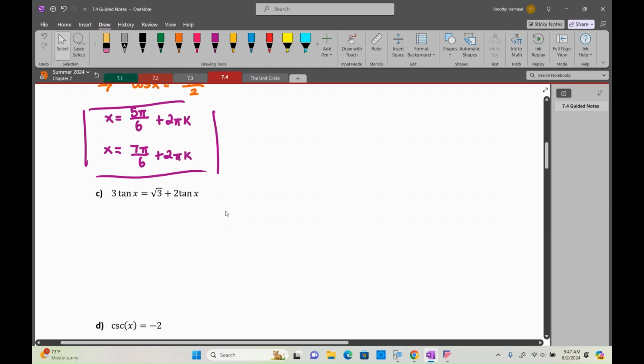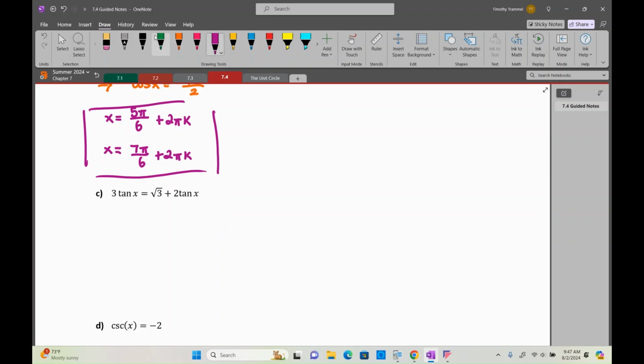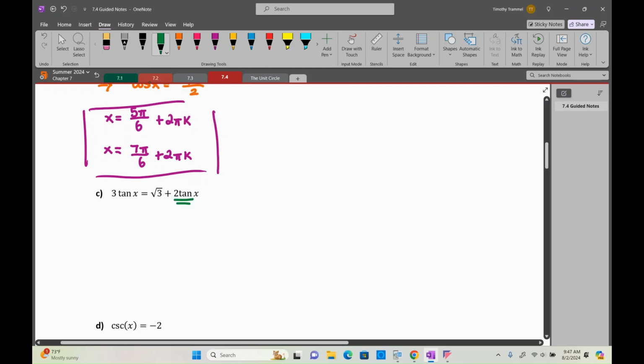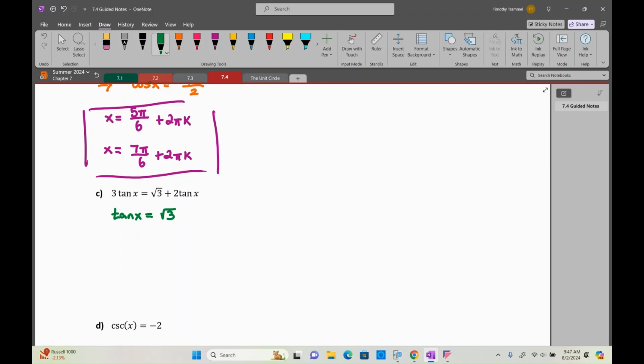So next, we're going to look at tangent here, and I want us to do the same thing again: try to isolate the trig function. So I want to get tangent of x all by itself. One thing I'm noticing here is if I subtract 2 tangent of x on each side, then I'll just end up with a single tangent on the left. And now I already have my trig function isolated. That actually didn't take as much work as it looked like it was going to.